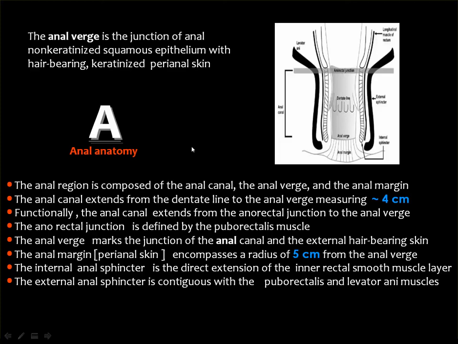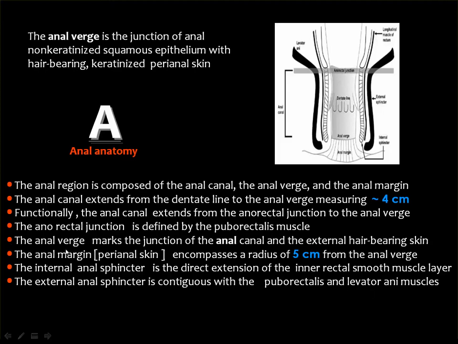There are two definitions here: the anatomical anal canal and the surgical anal canal. The surgical anal canal starts where the rectum ends, and there is a certain landmark here, which is the puborectalis muscle, and I will discuss this in detail. Then the functional anal canal extends from the anorectal junction, in this particular area at the level of the puborectalis muscle, till the anal verge.